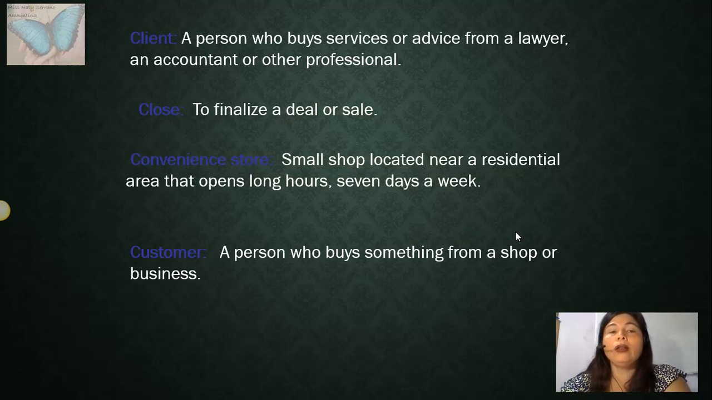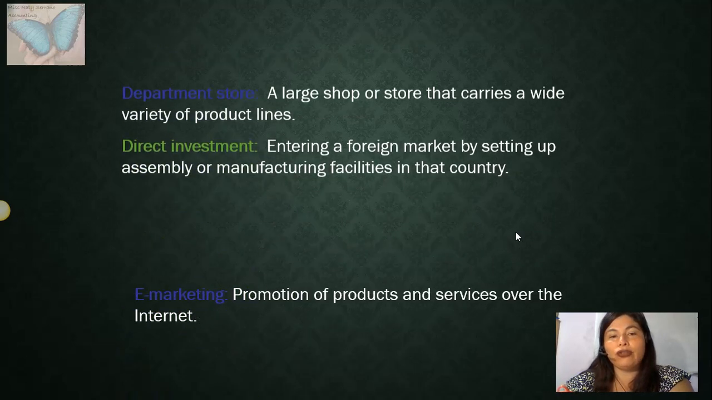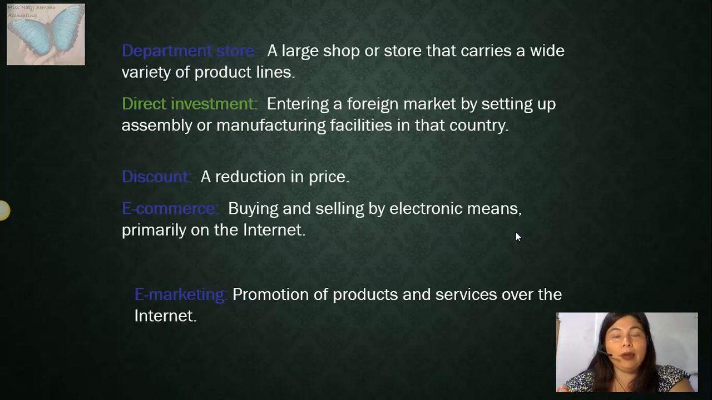Okay. Close is to finalize a deal or sale. A convenience store is a small shop located near a residential area that opens long hours 7 days a week. And we have a deal. A deal, it's a business transaction. We also have a department store, a large shop or store that carries a wide variety of product lines. Direct investment, it's entering a foreign market by setting up assembly or manufacturing facilities in that country. A discount is a reduction in price.